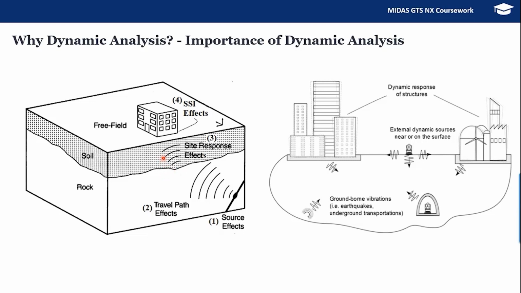And because of the site condition, that's nothing but the properties of the soil, the propagation of the waves changes again. As the wave reaches the surface, the amplitude of the wave is more when compared to the amplitude at the bedrock level. So because of the soil properties, it has changed, and now it will apply more force on your building. That's why it's recommended to run a seismic soil structure interaction analysis, at least for important structures.